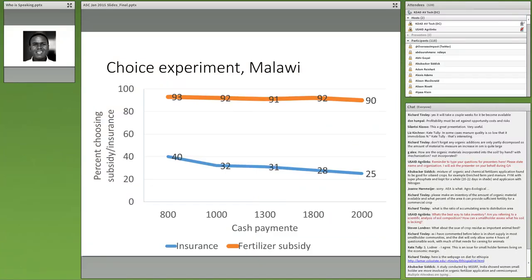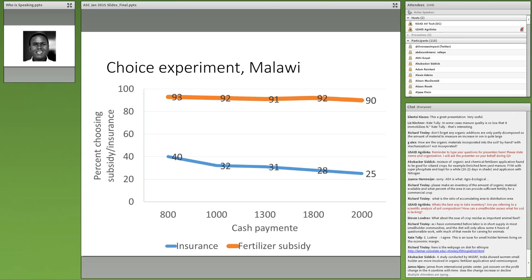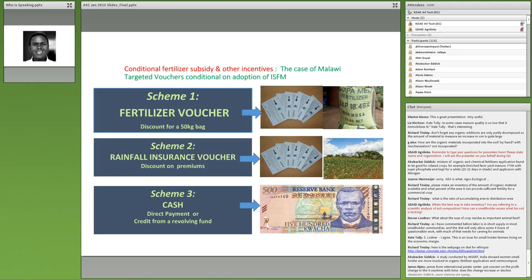In this case, we looked at different... I'm sorry. I'll go back. What we did was a voucher, which is given on the condition that if you have planted agroforest trees, then we are going to give you the voucher. This is something very good, because if they do that, Malawi now can cut by half the amount of money they are spending on subsidies, but still the yields are going to be higher than the yields they are currently getting, but they are only supporting inorganic fertilizer. And we also looked at the rainfall insurance and also giving them cash.